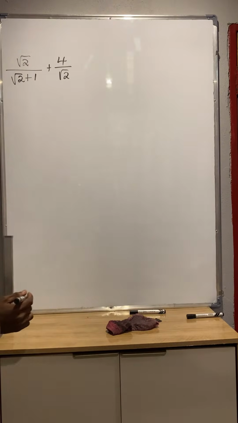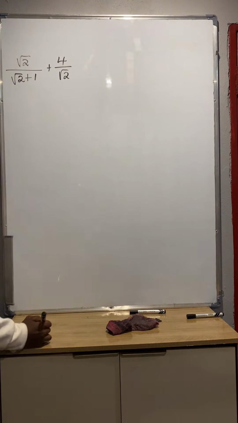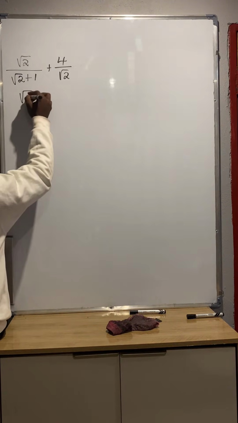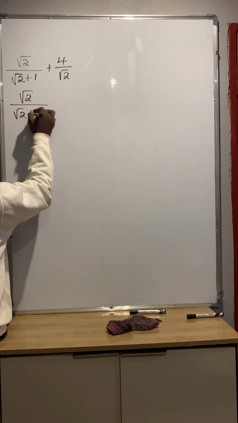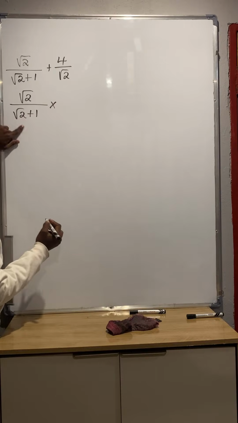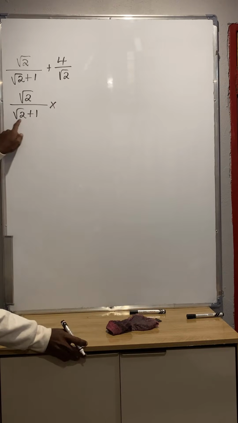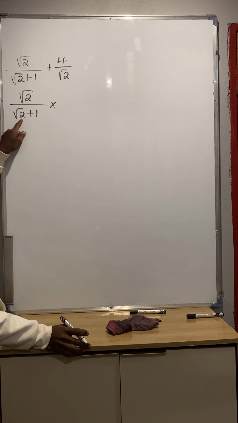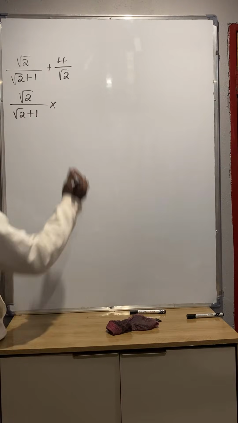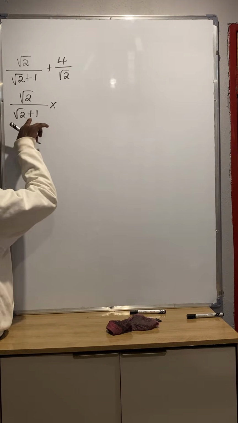So family, this one is very easy, Lisa. What are you going to do with this one? You're going to say square root of 2 over square root of 2 plus 1. Then you're going to multiply with the reciprocal, the inverse of this one. You're going to multiply by 1, because you want to get rid of the square root. So you're going to multiply with how much, family? You're going to multiply with this one, but with an opposite sign.